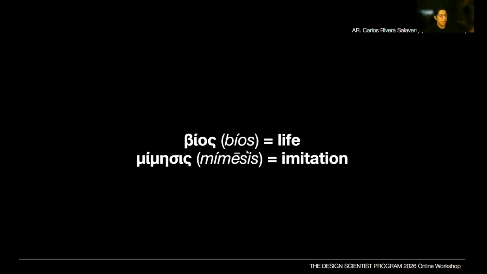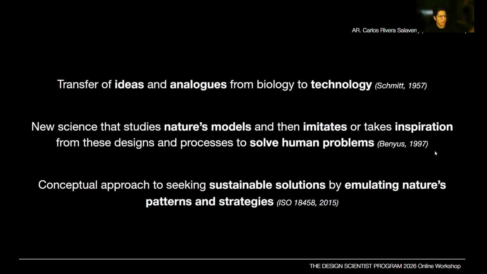we're talking about bios and mimesis, which is life imitation. But what are we exactly imitating? We go to these terms referring to biomimicry, like we go back to the late 50s, in which biomimicry is first used as the transfer of ideas and analogs from biology to technology. And well, this is a very utilitarian definition of biomimicry itself. And like shape is not very well implied in this.